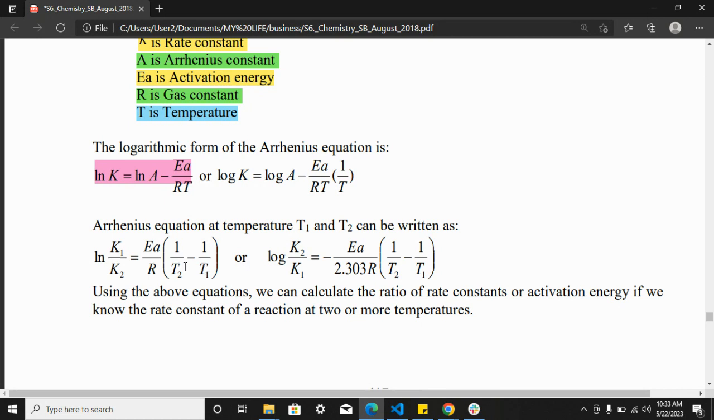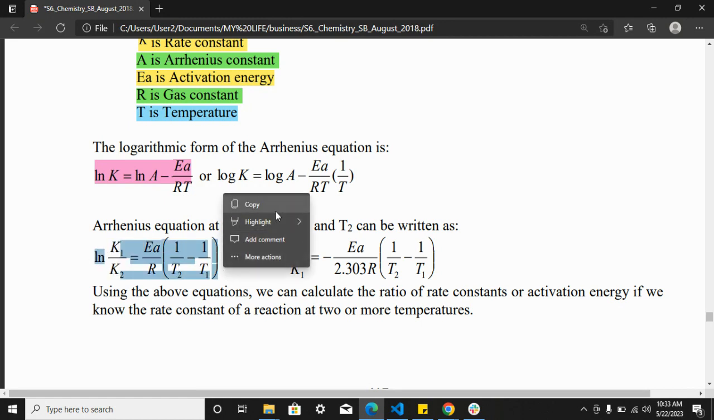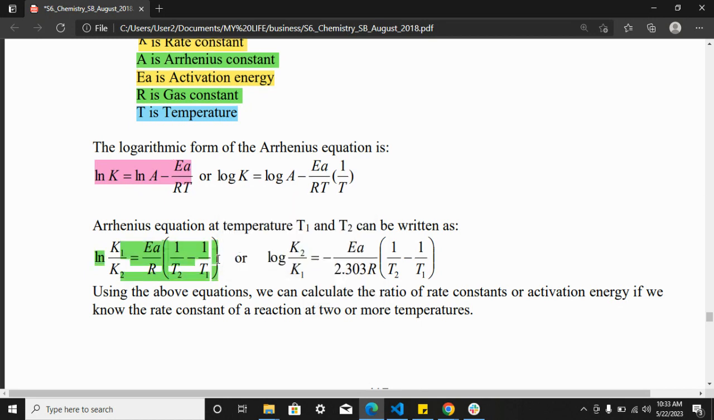On both sides we have e to the power Ea, the activation energy over R, which is the common factor, so you can factor it out and remain with a bracket, something like 1/T1 minus 1/T2 and so on. So it means that for different temperatures we can write the Arrhenius equation like this.